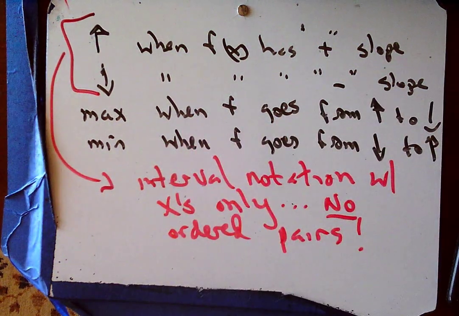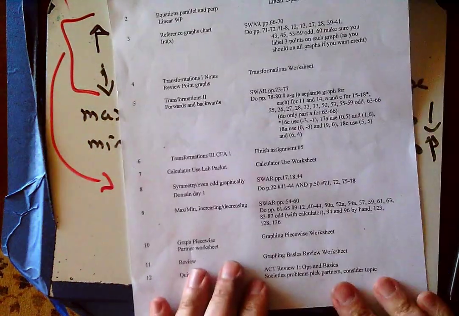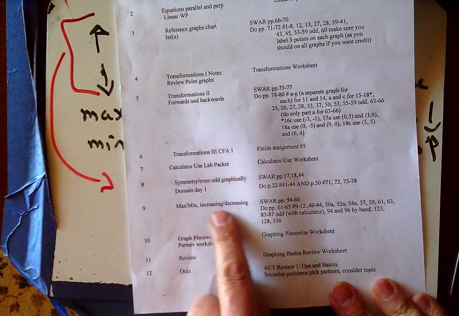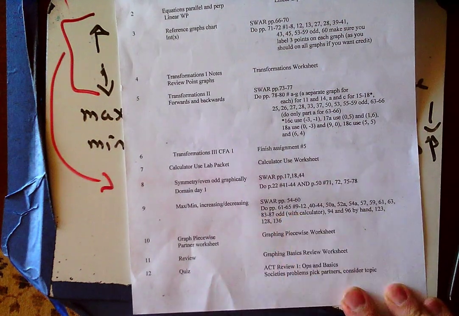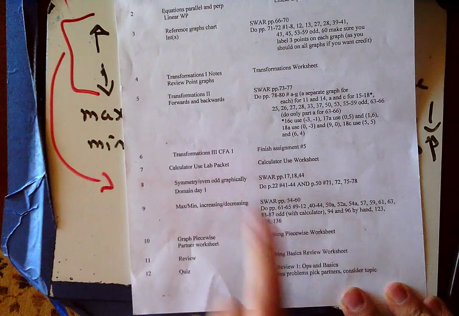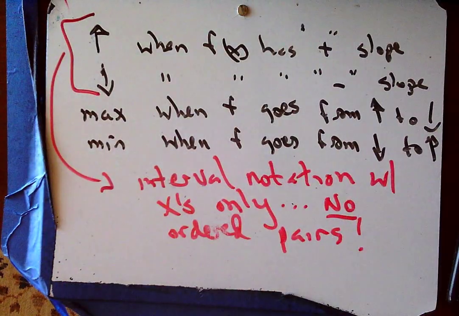Okie doke? Excellent. Well, remember, there is, as always, homework. Assignment 9, maxes and mins, increasing and decreasing, and it's here on pages 61 through 65, and you'll find a scan of these pages in your Office 365 Graphing Basics folder.